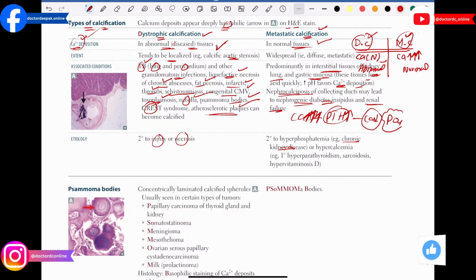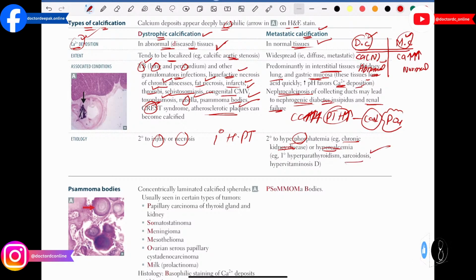In the CKD, it will lead to hyperphosphatemia, and the hyperphosphatemia will lead to secondary hyperparathyroidism. That secondary hyperparathyroidism will lead to secondary hypercalcemia. Then after that, the hypercalcemia from other causes, like if the person has primary hyperparathyroidism, if the person has parathyroid adenoma, hyperplasia, or the tumor of parathyroid. So if the parathyroid tumor is present in your body, that tumor is going to produce more PTH. The more PTH will lead to the more calcium, that will lead to hypercalcemia.